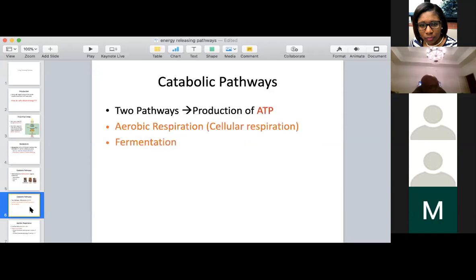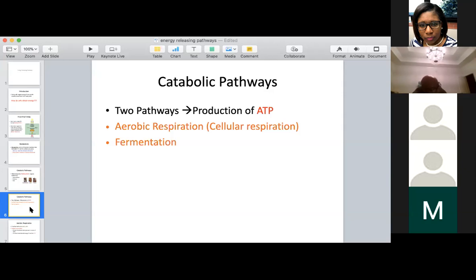Okay, so we're going to look at two catabolic pathways today that lead to the production of ATP. The first one is cellular respiration. This process is also referred to as aerobic respiration. Write that down. Aerobic respiration is a form of cellular respiration that leads to the production of ATP from breaking down glucose molecules.